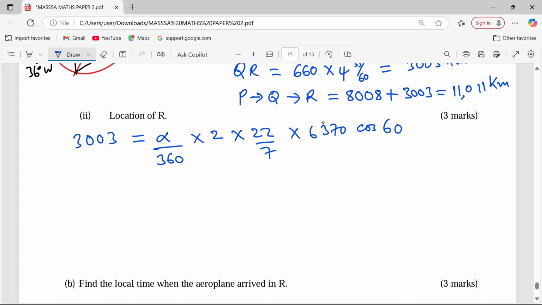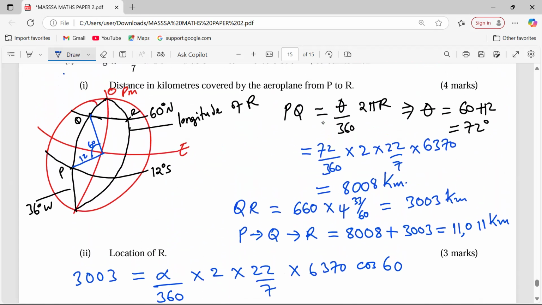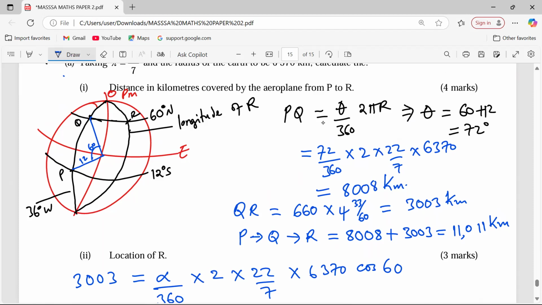So let's find first this longitude difference. We find the value of alpha. So I take 3003, I multiply by 360, I also multiply again by 7. Then I divide everything by 2 times 22, multiplied by 6370, the cosine of 60. This is equal to exactly 54 degrees. So this means from Q to R, there is an angle difference of 54. Look at it this way.